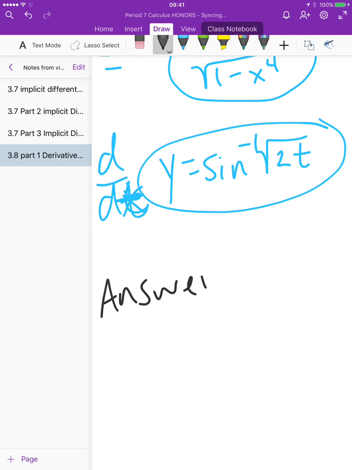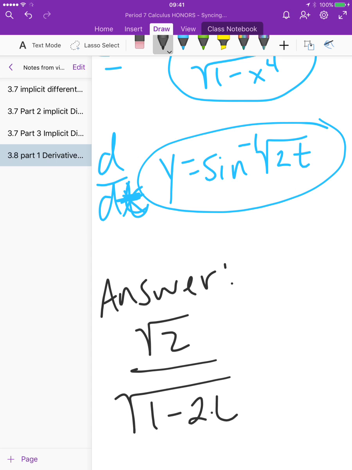And hopefully you guys will see that the answer comes out to the square root of 2 over the square root of 1 minus 2t squared. So check your answers, guys. Hopefully you got it correct, and we'll look into it first thing.